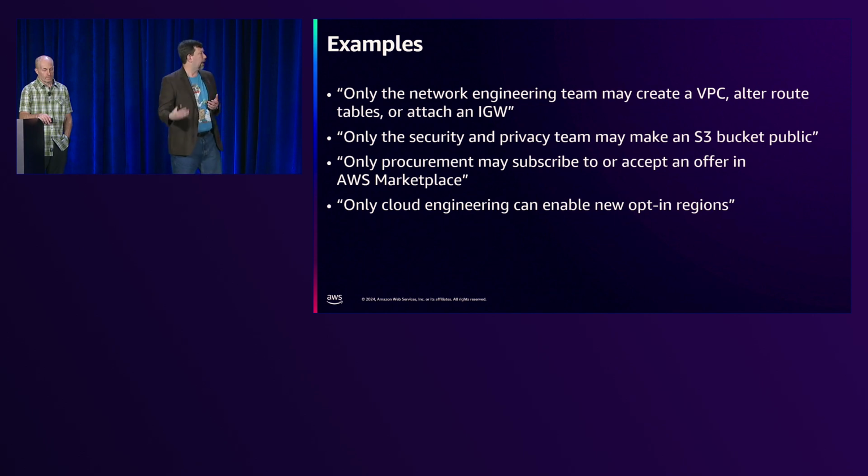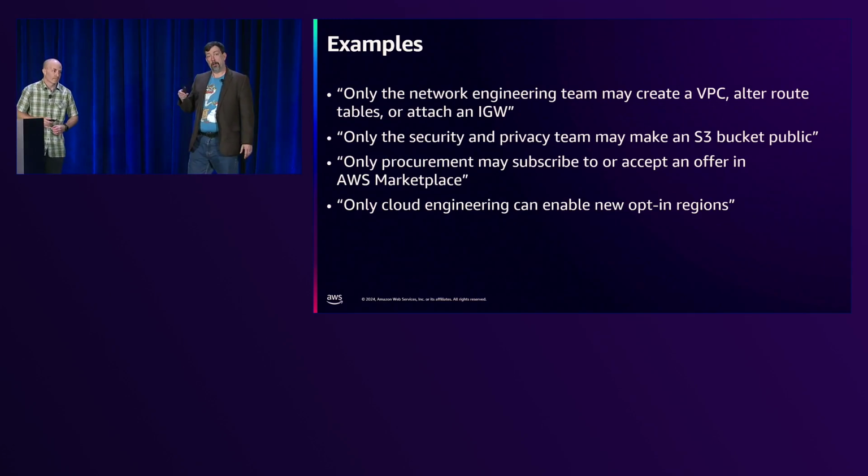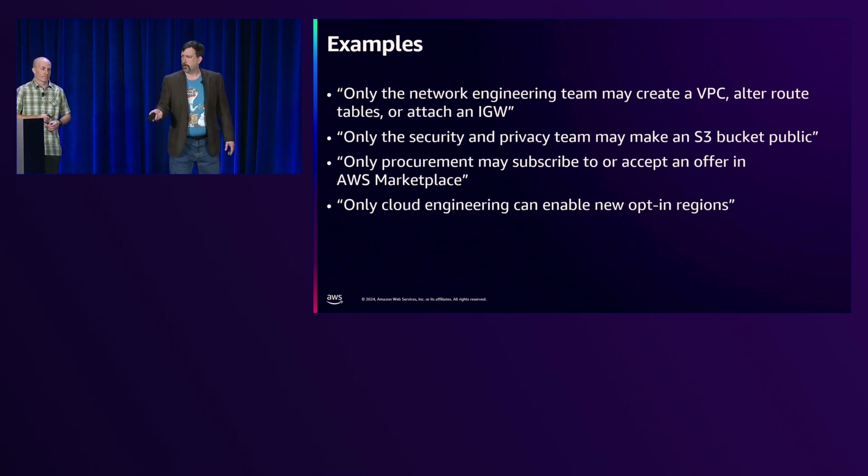Final one that I really like is only my central cloud engineering team can enable a new opt-in region. This one is super important because when you add a new region, you have to make sure GuardDuty is enabled, maybe Security Hub if you're using it. There's a whole slew of things that need to be turned on if one developer somewhere just wants to start doing things in Milan. There needs to be coordination in your environment.